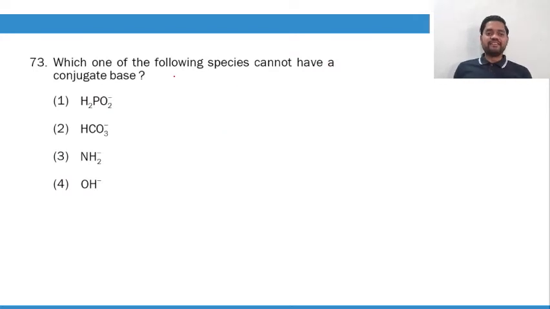Okay. 73. Which one of the following species cannot have a conjugate base? Cannot have a conjugate base, that means you cannot remove H plus ion, and that H should be bonded to what? Cannot remove H plus ion, that simply means, can I say that hydrogen is not bonded to an electronegative atom, right? If you see here, hydrogen is bonded to an electronegative atom, HCO3 minus. So can I say its structure will be something like this? Right. So here we have an H plus and hence it can be removed. So this should not be the answer.